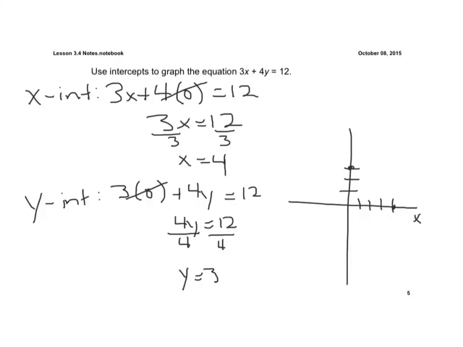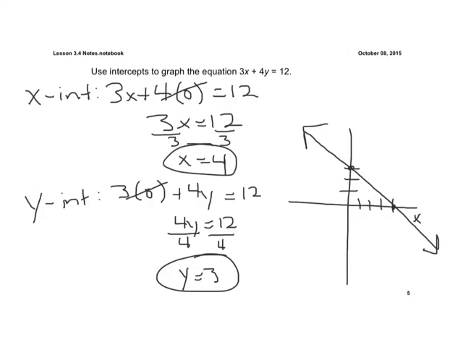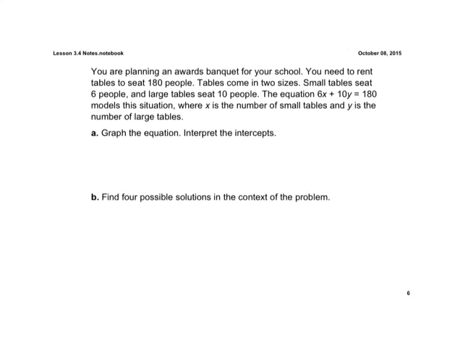Plot our point. And now all we do is just connect our 2 points and draw our straight line. Okay, that's graphing using intercepts. Again, x-intercept is where y is 0, so instead of y, we plug in a 0. The y-intercept is where x is equal to 0, so we plug a 0 in for x and solve. Okay, so we have an x-intercept of 4, a y-intercept of 3. Connect our dots and we have our line.